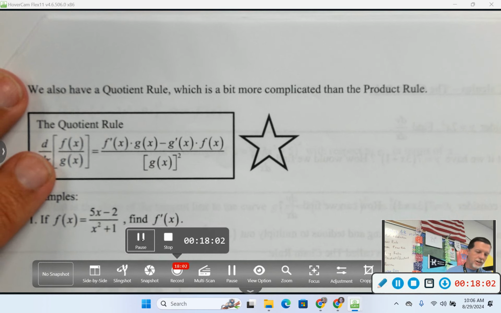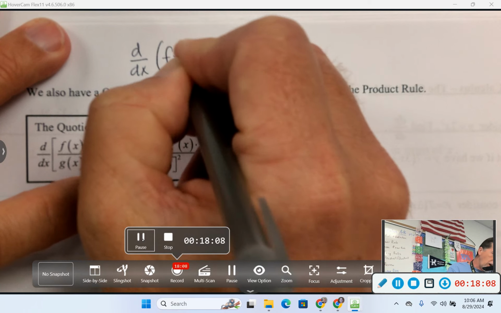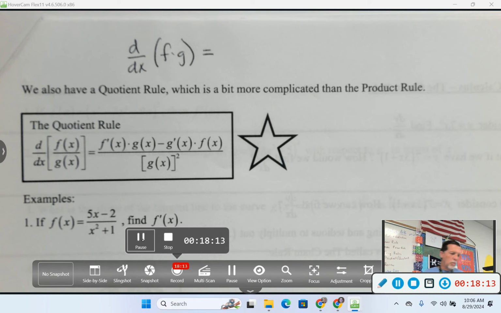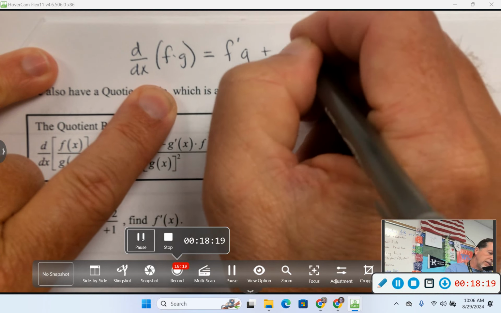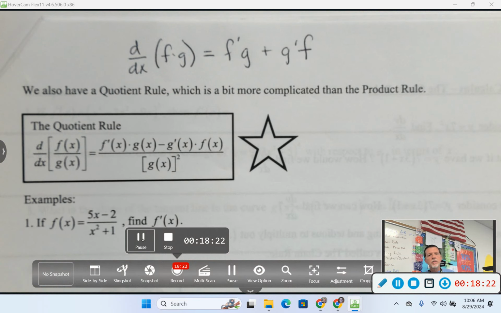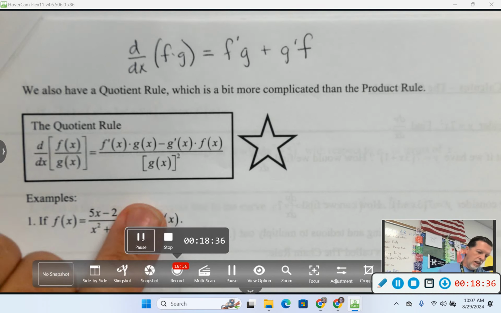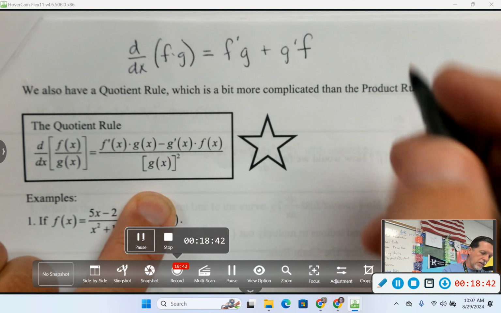Okay, quotient rule, a bit more complicated than the product rule. Let's write the product rule up here one more time, just to have it to compare to the quotient rule, and writing it down one more time helps it stick in the brain. So derivative of the first times the second plus the other way around. All right, well, division is more complicated than multiplication, so maybe it makes sense that the quotient rule is more complicated than the product rule. f prime g minus g prime f over g squared.